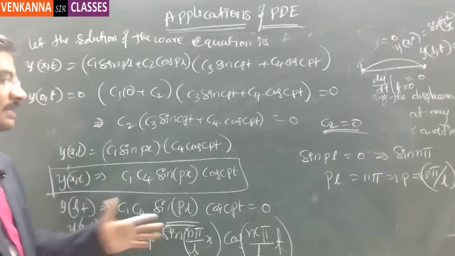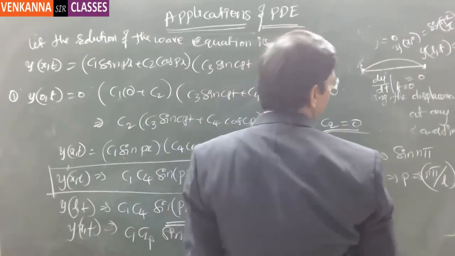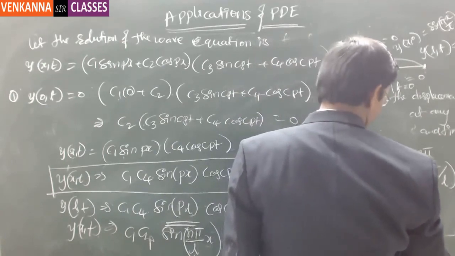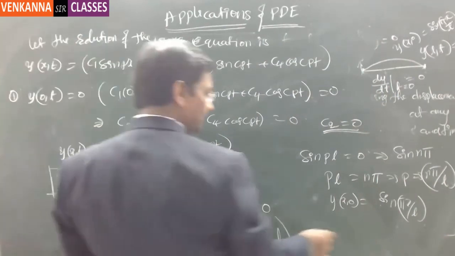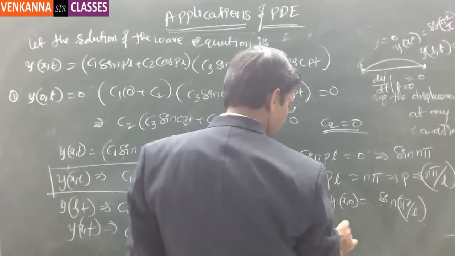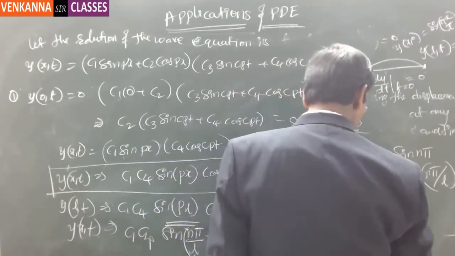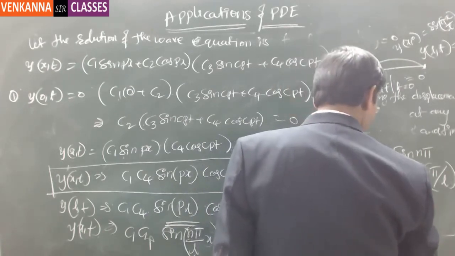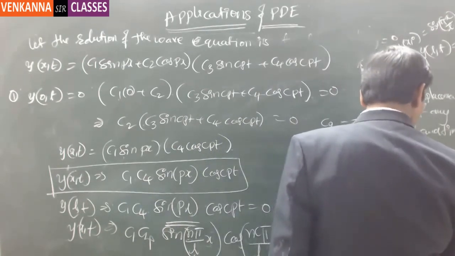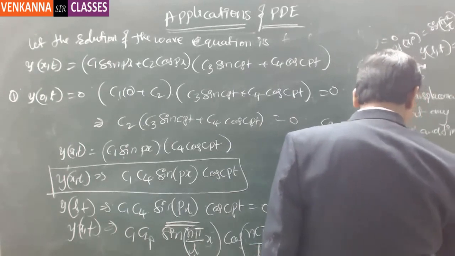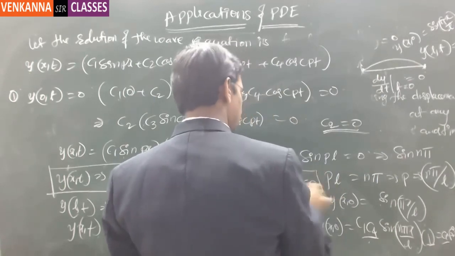Now one last condition, that is the initial condition we have been given: y of x comma 0 is equal to a sin pi x by L. That means if I substitute t equal to 0 here, y of x comma 0 is equal to c1 c4 sin n pi x by L into 1, which is equal to a sin n pi x by L. So this a value is equal to c1 c4. So c1 c4 is equal to a. This is one condition.